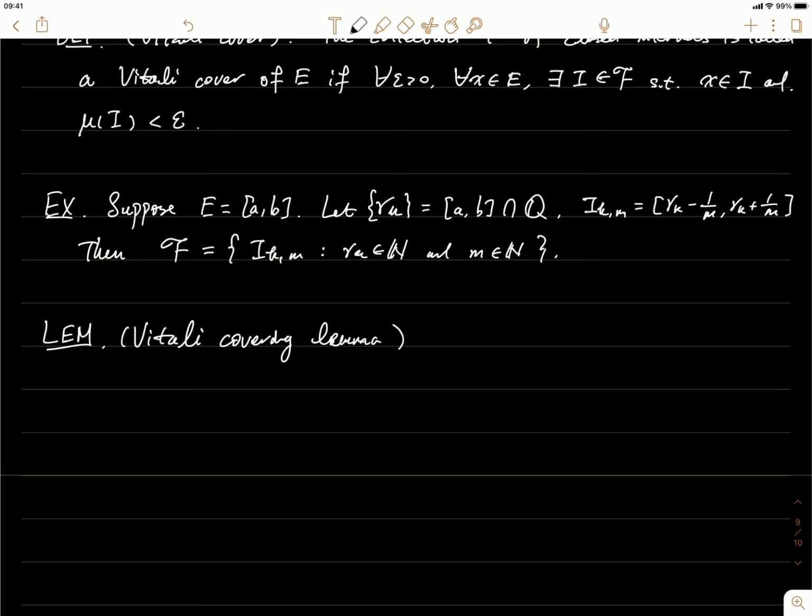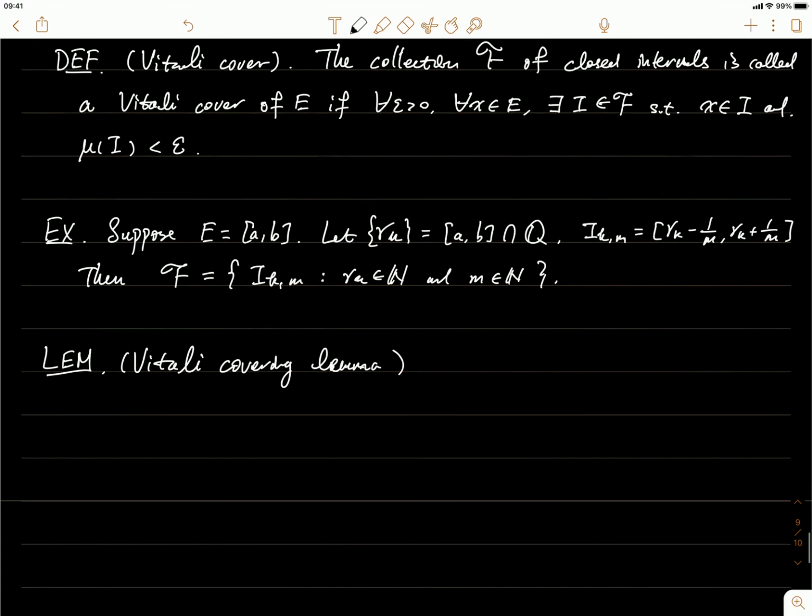In the sense that for any epsilon, we can find a finite number of intervals from the family F, the Vitali cover, such that these sets are disjoint, and E minus the union of these disjoint intervals has a measure less than epsilon. Okay, so that's the Vitali covering lemma.